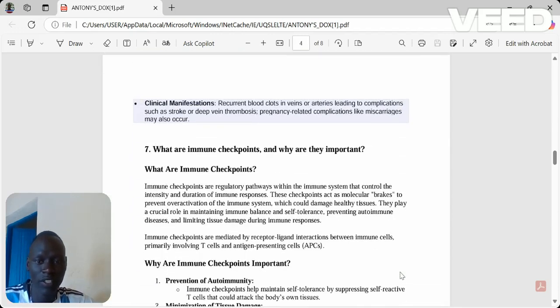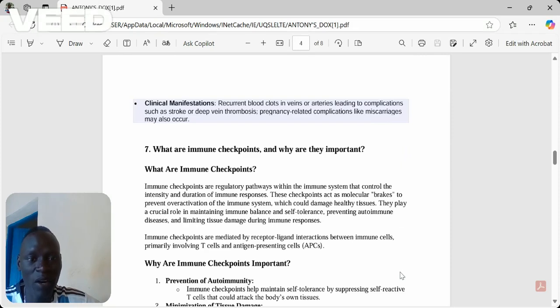Let's go to question 7. What are immune checkpoints and why are they important? What are immune checkpoints? We all know immune checkpoints are regulatory pathways within the immune system that control the intensity and the duration of immune responses. These checkpoints act as molecular brakes to prevent overactivation of the immune system, which could damage healthy tissues.